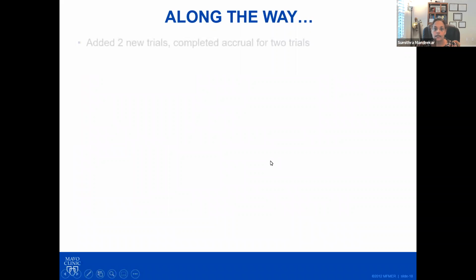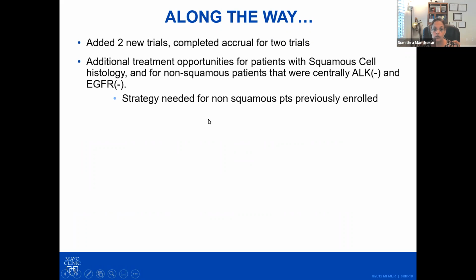So again, Alchemist at a glance, I will tell you, we added 2 new trials, completed accrual for 2 trials. And as we added new trials, different histologies came on board. So we have to figure out how we're going to allocate these new type of patients, but those same patients were screened earlier who didn't have a treatment option at that time, but now they have a treatment option. So what do you do for those patients?